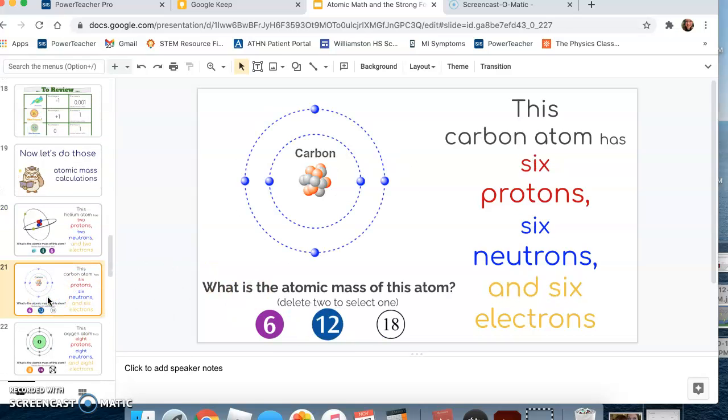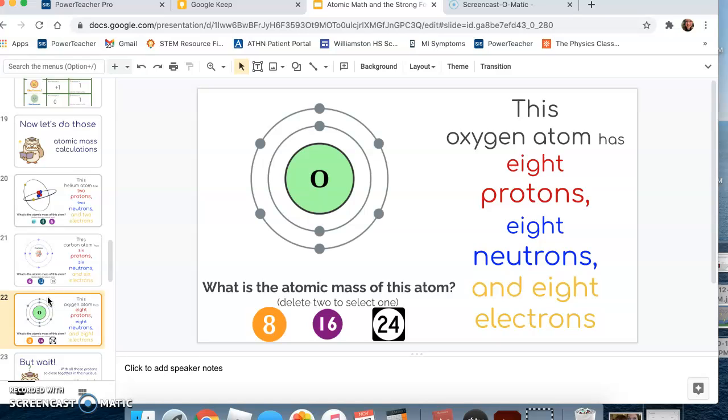So this carbon atom has 6 protons, 6 neutrons, and 6 electrons. So what's the atomic mass there? 6 protons plus 6 neutrons is going to equal 12 atomic mass units. Don't worry about the electrons.